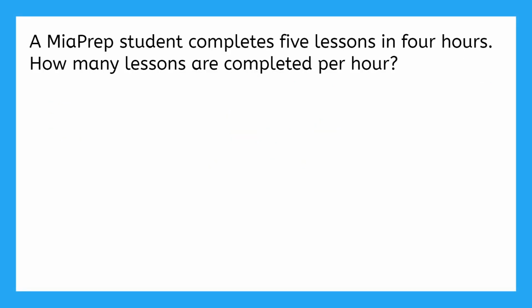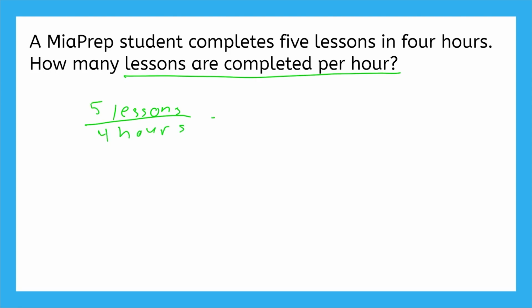A MIA Prep student completes 5 lessons in 4 hours. How many lessons are completed per hour? Again, the problem tells us what units to use. Lessons per hour. We know the number of lessons was 5, and the number of hours was 4. When we divide, we get 1.25 lessons per hour.